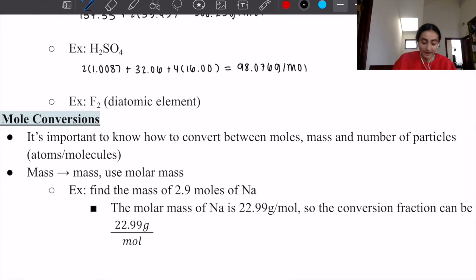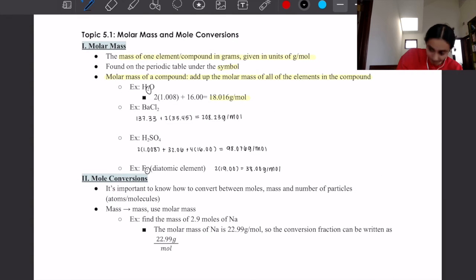Next, we have F2. So this is a diatomic element like I talked about in the last video. So to find the molar mass, there are 2 fluorines. So I'm going to multiply 2 by 19 and get 38.00 grams per mole. That is how you calculate molar mass.